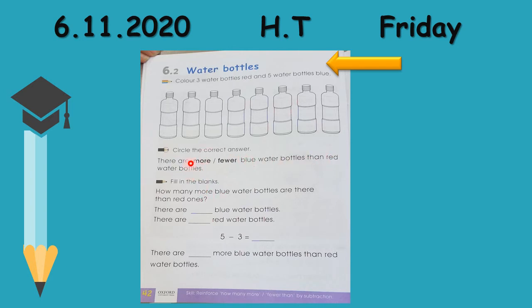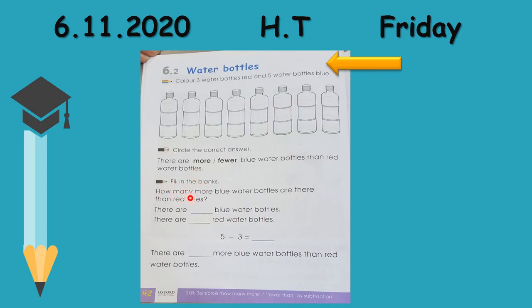You have to circle the correct answer. You have to circle the correct word more, and the correct word is more, M-O-R-E, more. You will circle this word more. There are more blue water bottles than red water bottles.